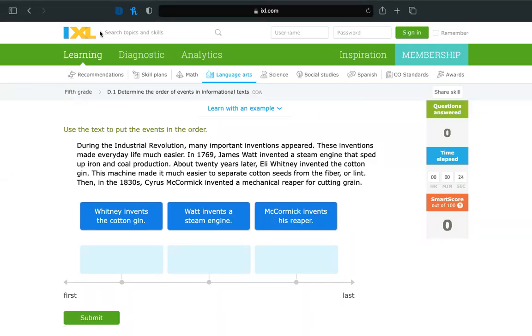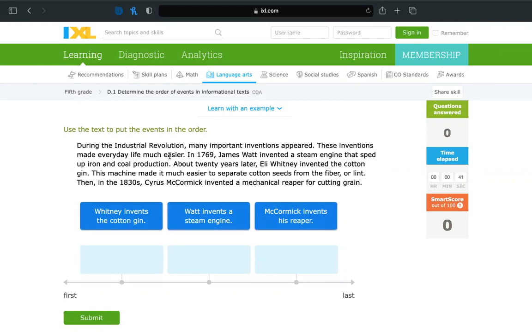Today we're going to talk about determining the order of events in informational text. So we have a passage here, and we're going to be reading the passage, and then we're going to be using what is in the passage in order to put the events below here in order. So first of all, let's go ahead and read the passage.